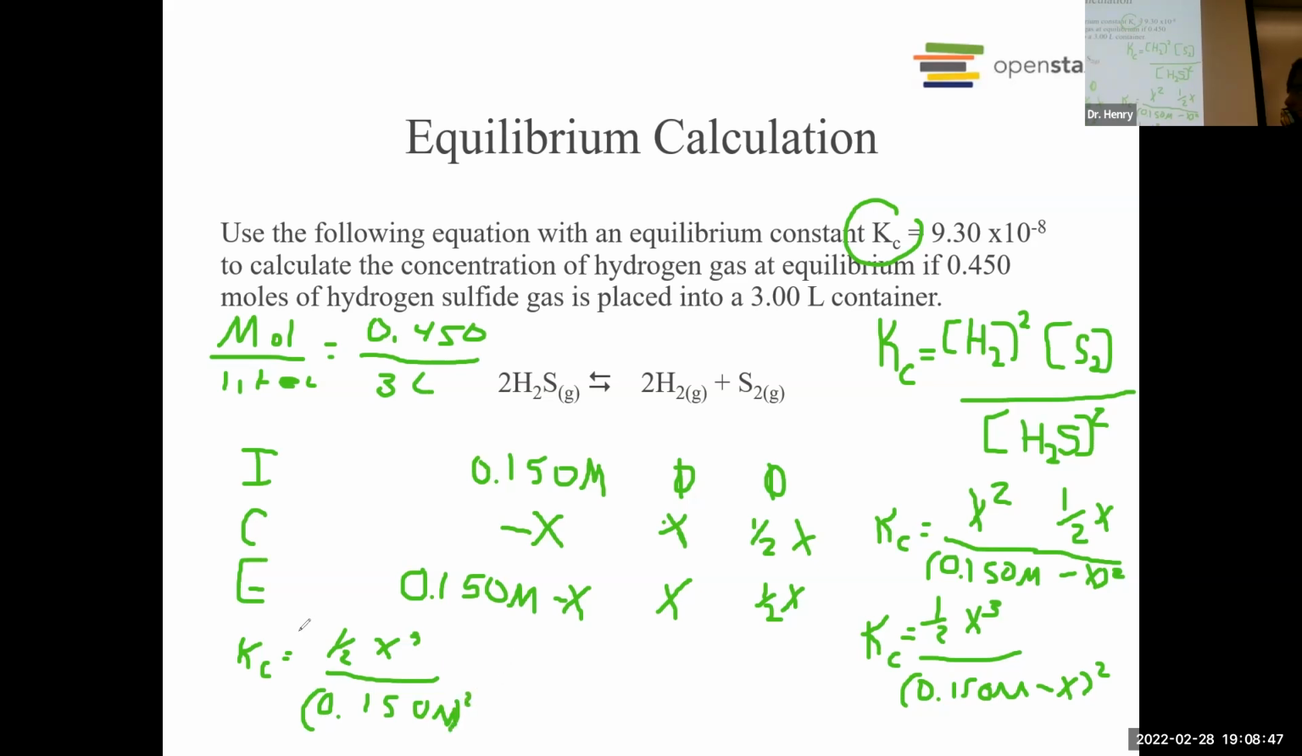Okay, so then, do you mind if I go up here up top to finish this up? Okay. So then we can plug in our value for Kc. So we have 9.30 times 10 to the negative 8 is going to equal 1/2 x cubed, and what is 0.15 squared?